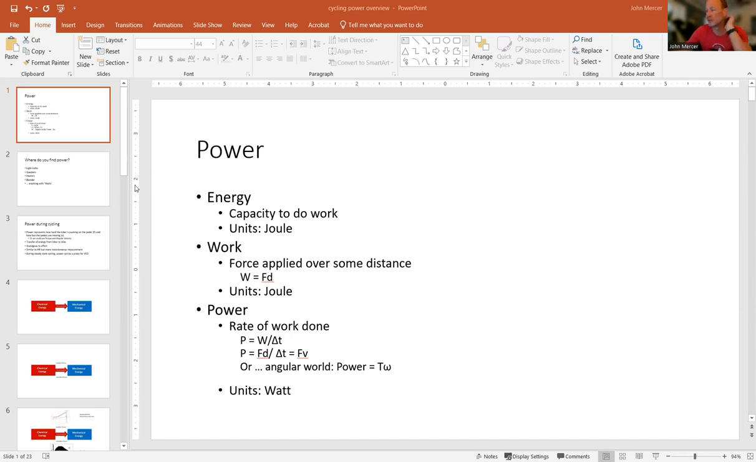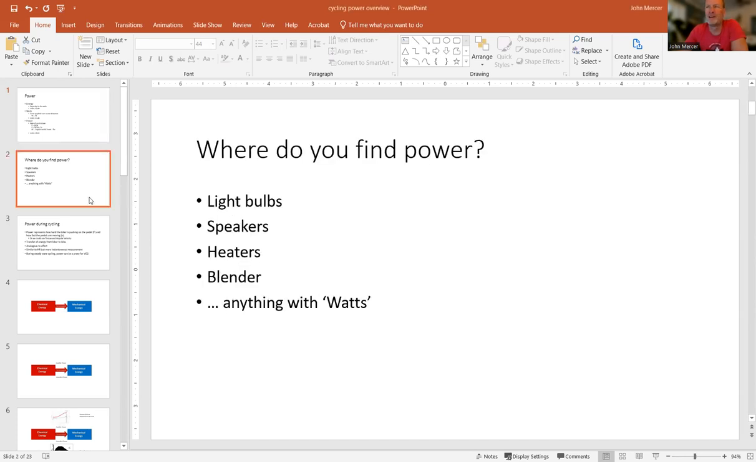So I want to go more into how to measure it in the real world and how to use that information. But even before I jump into that, and I know if you listen to my other lectures on work, energy, power, or other power lectures, you'll see I go over this a lot because I think this is really important to understand. Where do you find power? Well, you find power all over the place.